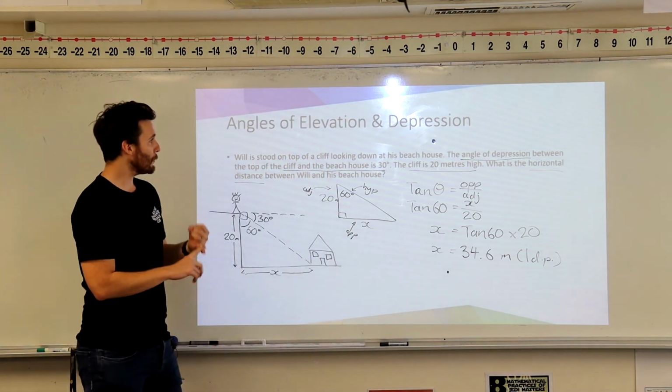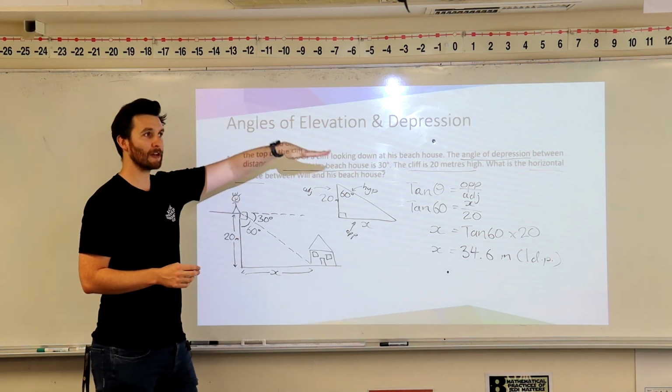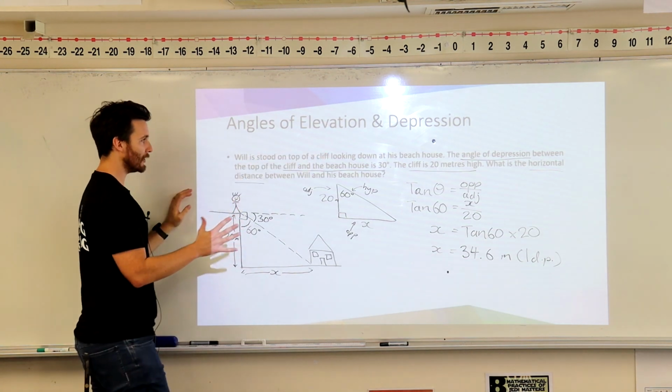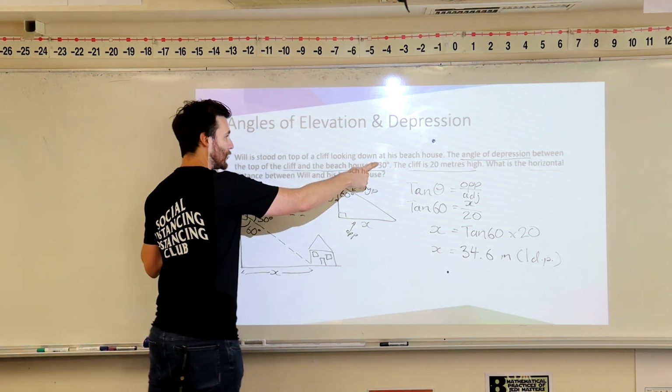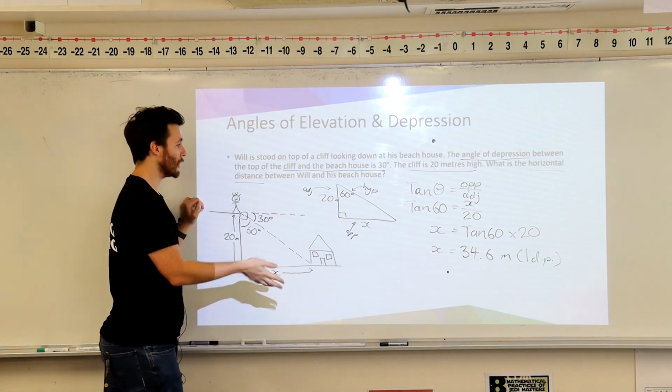Okay, so there are 2 examples of angles of elevation and depression. Remember that you always measure them from the horizontal in either direction. And bear in mind that the angle that's given in the question might be different to the one that you use in your trigonometry ratio.